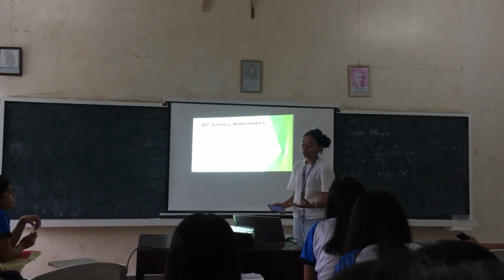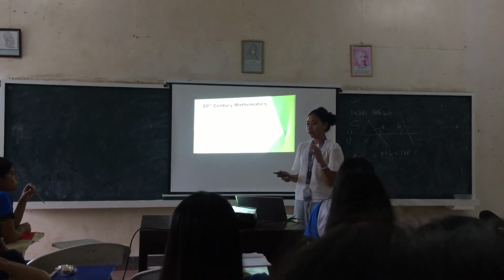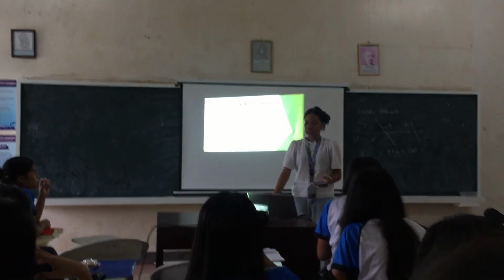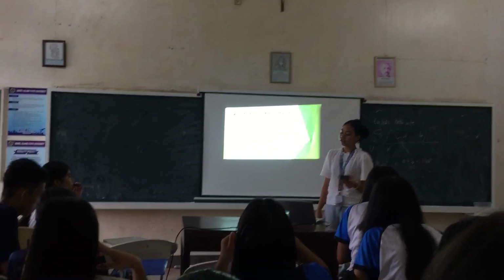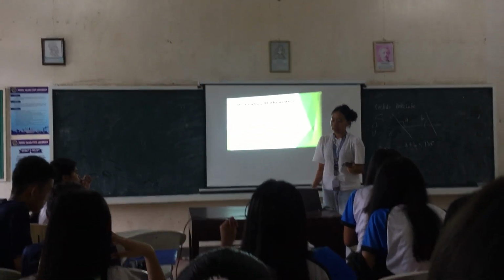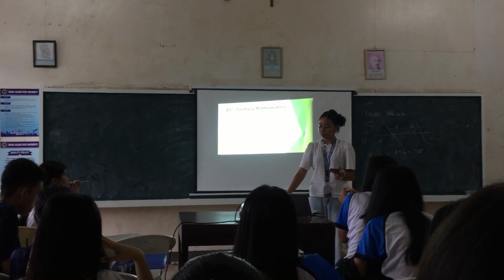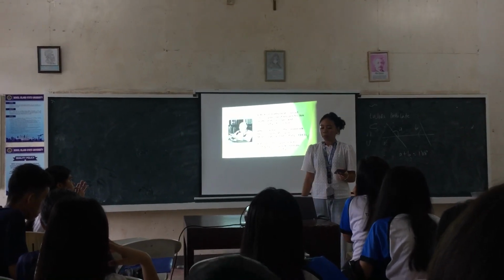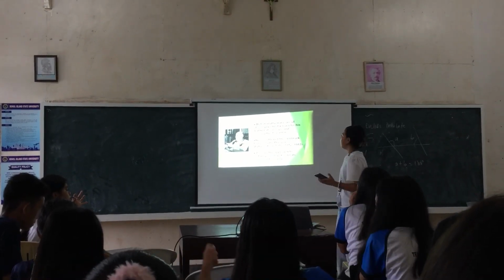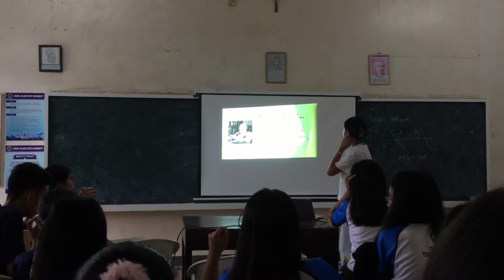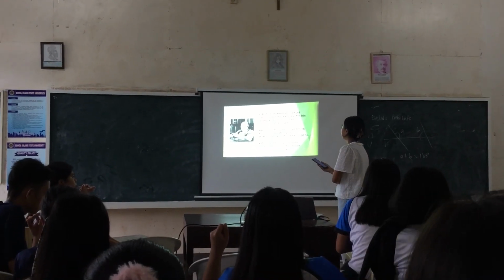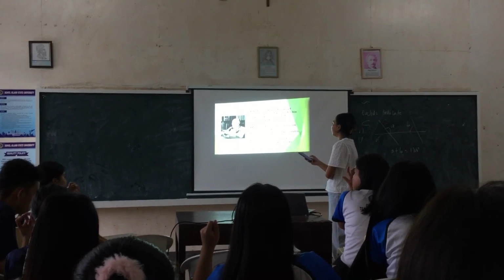Actually, there are so many of them, but we only chose 5. And those are Alfred North Whitehead, Kurt Gödel, Alan Turing, David Hilbert, and Andrew Weil. So number 1 is Alfred North Whitehead. He is a British mathematician and philosopher best known for his mathematical logic and philosophy of science.